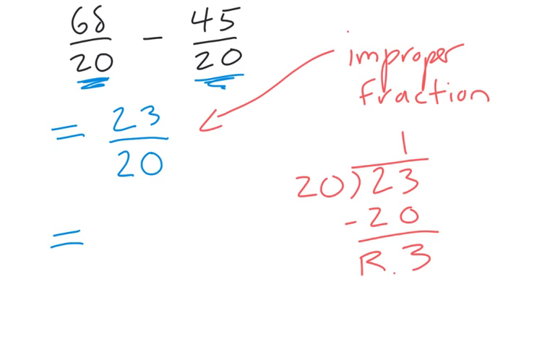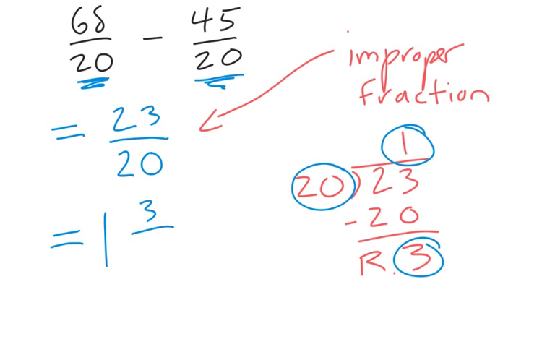Now, that number is actually going to be the integer. The remainder is going to be the numerator. And that number over here is going to be the denominator.